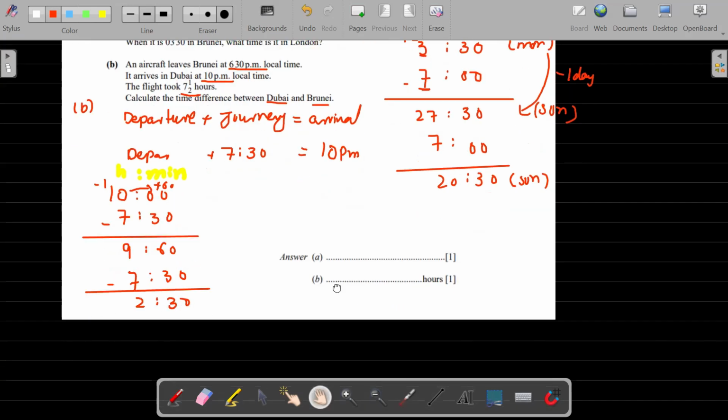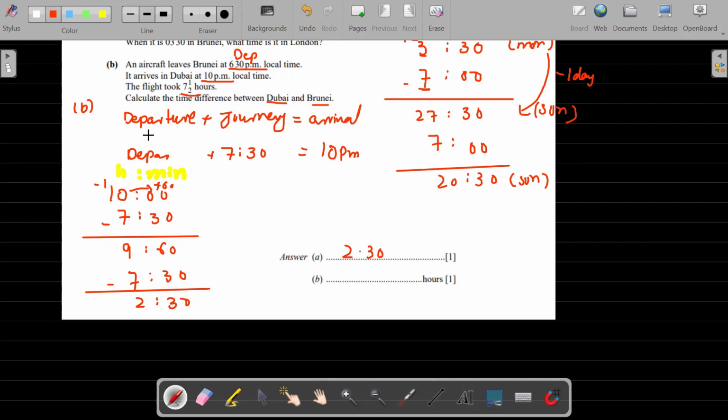Now I need to figure out the time difference. Suppose that 2:30 was my departure time. Now it says to calculate the time difference between Dubai and Brunei. So what are we going to do? You have to subtract their times. The departure time of Brunei was 6:30 p.m., and the other was 2:30.